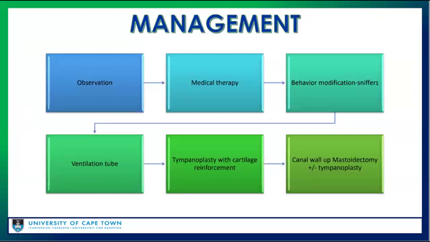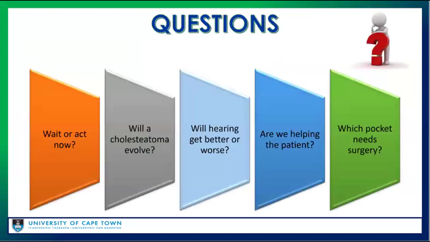Now, the management broadly consists of the following: observation, medical therapy, behavior modification in sniffers, ventilation tube, tympanoplasty with cartilage reinforcement, and canal wall up mastoidectomy with or without tympanoplasty. Now, before we delve into which management to undertake, one must have the following 5 questions in mind.